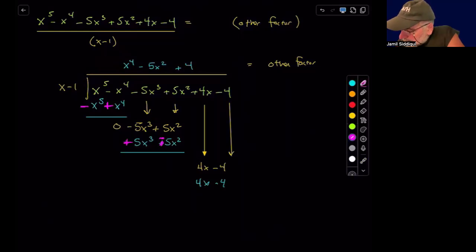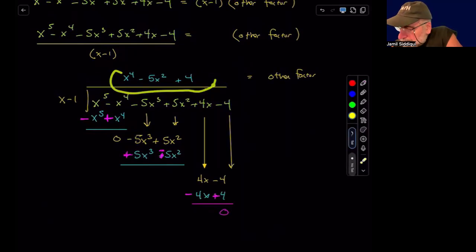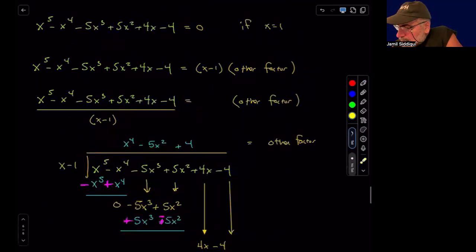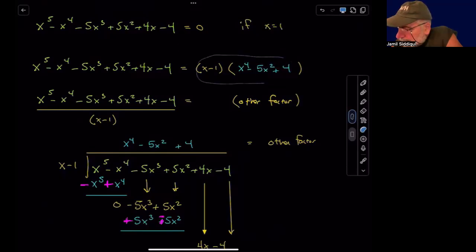Now again, I'm going to change those signs and add, but I see that I've got the same terms on top of each other. So this is going to give me an answer of 0, which means I've got no remainder, which means I now know the other factor. The other factor is x to the fourth minus 5x squared plus 4. So that means I can take this guy right here and replace the other factor with this guy. Which means I now have a little bit of an idea of how to factor this fifth degree polynomial.